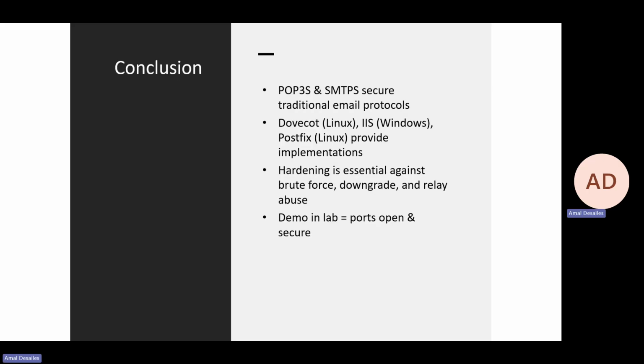So, conclusion, just to wrap up. Today we talked about POP3S and also SMTPS, which are the secure versions of traditional email protocols. We configured them with Dovecot on Linux, IIS on Windows, and also Postfix on Linux. Hardening is just as important as enabling them. Things like enforcing modern TLS, disabling the old protocols, and preventing open relay attacks are crucial. And in the lab, you only need to demonstrate the services are listening securely on the respective ports.